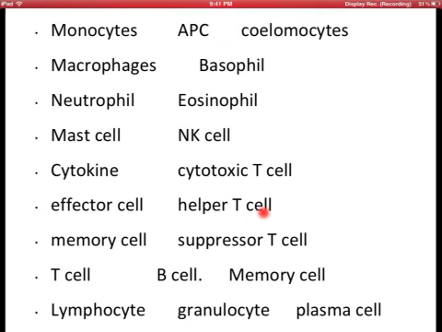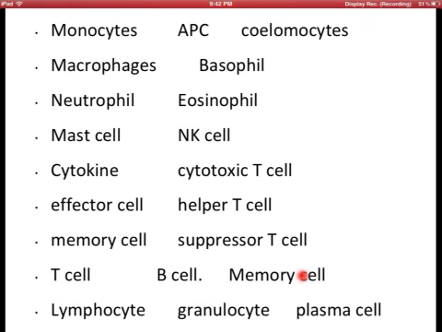Helper T cells, ito yung tumatawag ng T cells and B cells. Ito yung tina-target ng HIV that renders your immune system inactive. Suppressor T cell, ayan. After some time, magwawala yung cytotoxic T cell. The function of the suppressor T cell is to prevent yung pagwawala ng cytotoxic T cell, because sometimes even healthy cells are killed by your cytotoxic T cells.